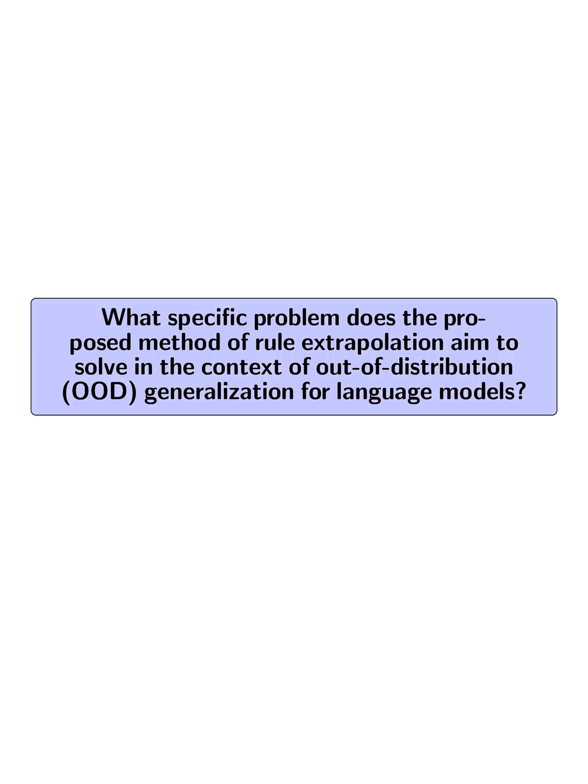What specific problem does the proposed method of rule extrapolation aim to solve in the context of out-of-distribution (OOD) generalization for language models?